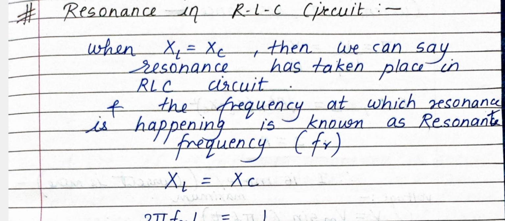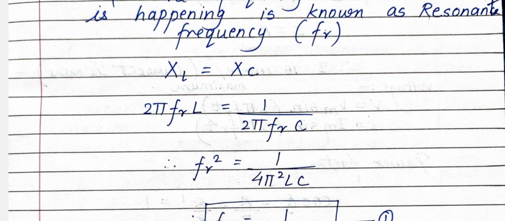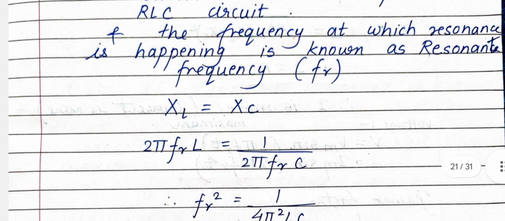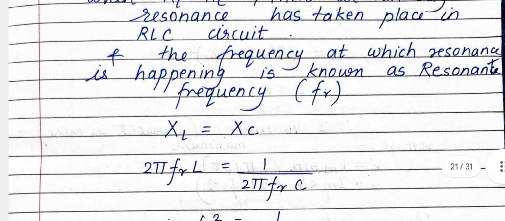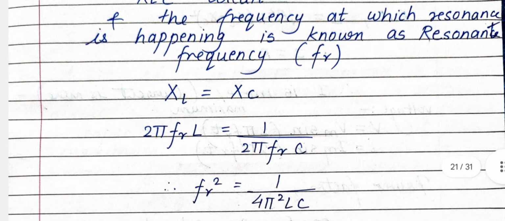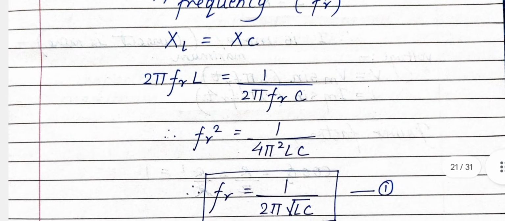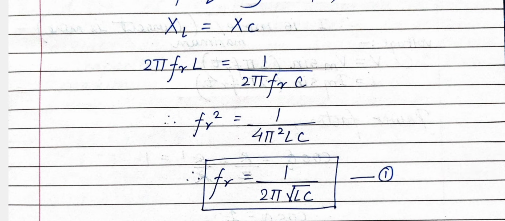So what is resonance in RLC circuit? When does this resonance take place? When XL equals XC, then we can say resonance has taken place in RLC circuit, and the frequency at which the resonance is happening is known as resonant frequency. Sometimes the definition for resonant frequency is asked. At last I will tell you what all the definitions are important. So here you have to write this definition, that is, the frequency at which resonance is happening is known as resonant frequency. Now you have to take the condition.